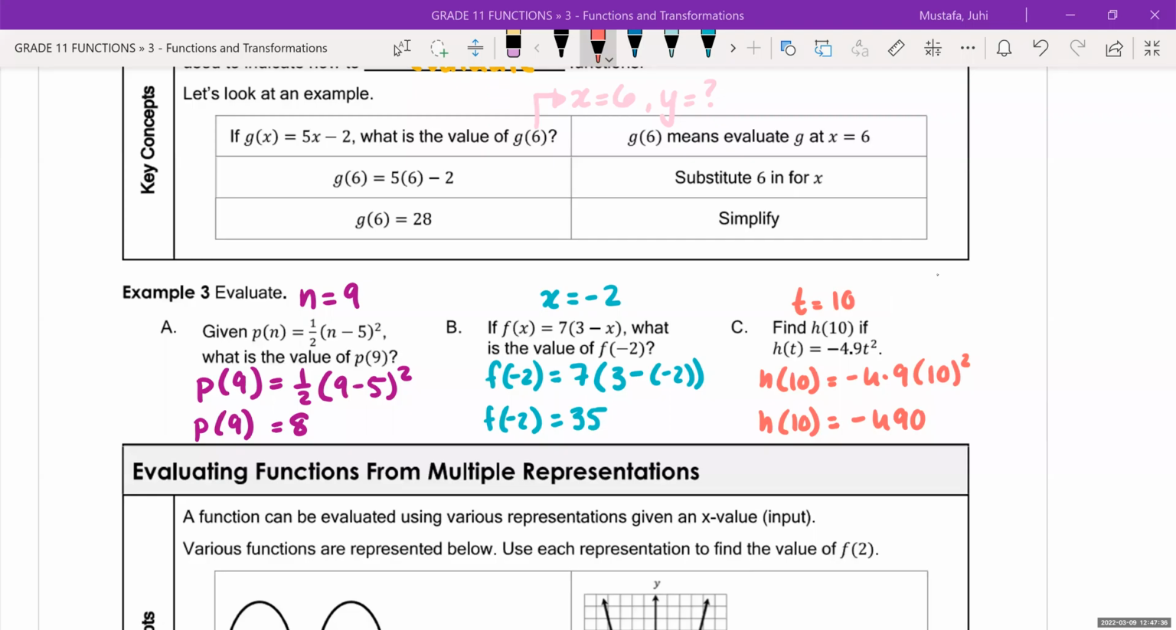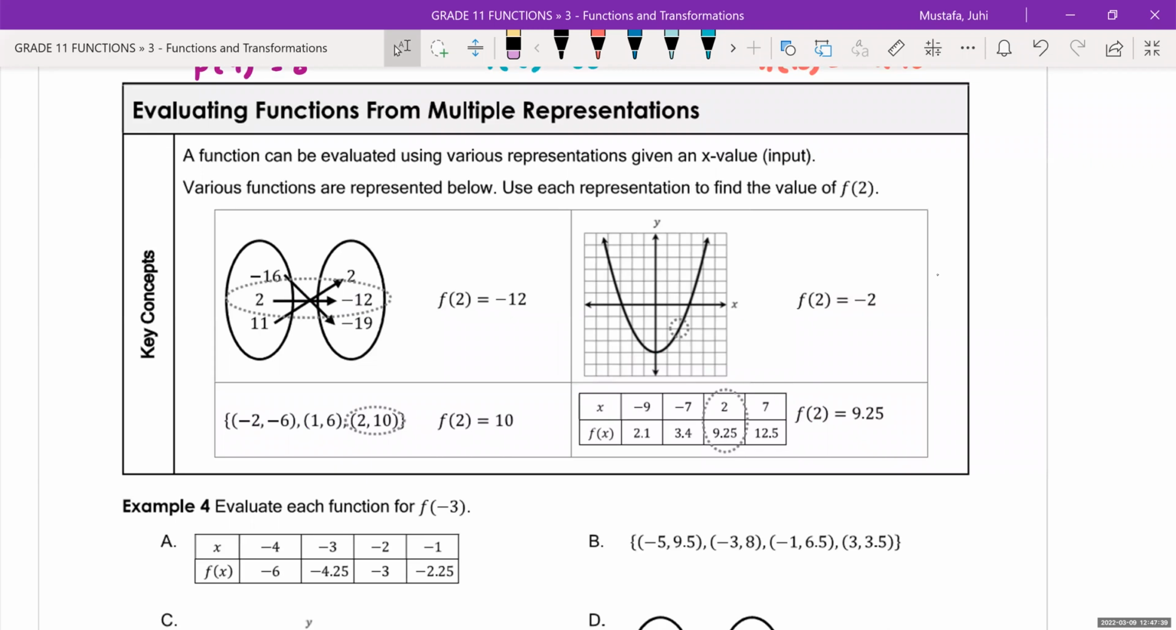Okay, the last bit before we get into actual calculations: evaluating functions from multiple representations. A function can be evaluated using various representations. Various functions are represented below, and you guys are familiar with these, right? We have coordinates, table of values, mapping, and a graph. So let's just look through it. They're asking us to figure out for every single one of these examples, what is f of 2? All that really means is when x is equal to 2, what is y equal to? That's the traditional way of thinking about it with your x and y.